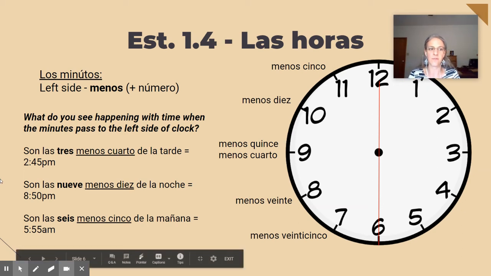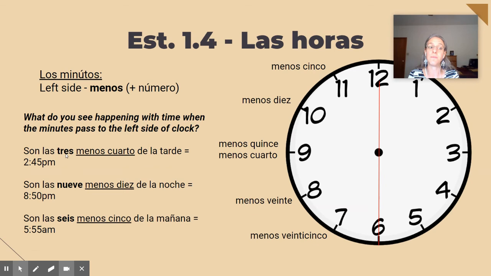Okay, so notice that for the first one, it says son las 3. So it's 2:45. I'm going to talk about the next hour. The next hour would be 3 o'clock. Son las 3. How many minutes minus 3 o'clock is it? Son las 3 menos 15 or menos cuarto. It's 3 o'clock minus 15 or minus a quarter.